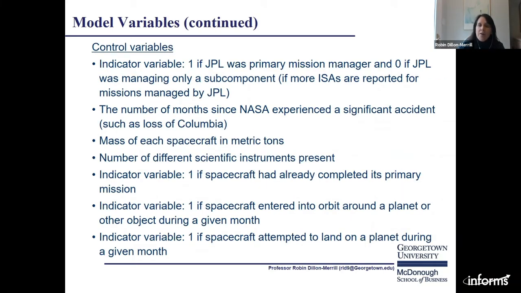We had an indicator variable that was 1 if JPL was the primary mission manager, and a 0 if JPL was managing only a subcomponent of the mission, with the assumption that more ISAs would be reported for missions managed by JPL since it was JPL's system. The number of months since NASA had experienced a significant accident, such as the loss of Columbia, with the premise that more focus on safety would result in more reports. We also controlled for the mass of each spacecraft in metric tons and the number of different science instruments present.